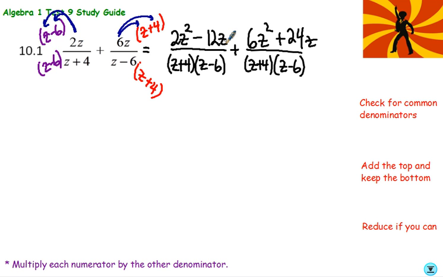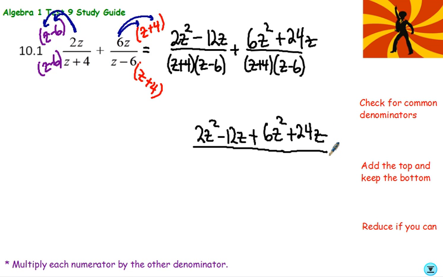Alright, I know it looks a little different than the fractions we're used to seeing. When you're combining fractions, you're almost thinking of it as one big fraction. So what I'm going to do is take everything that's on the top here, 2z squared minus 12z plus 6z squared plus 24z. I'm just making this thing one big fraction, and then z plus 4, because the denominator stays the same.